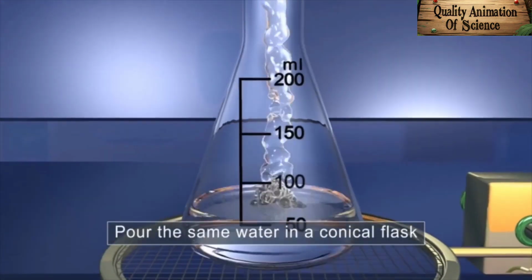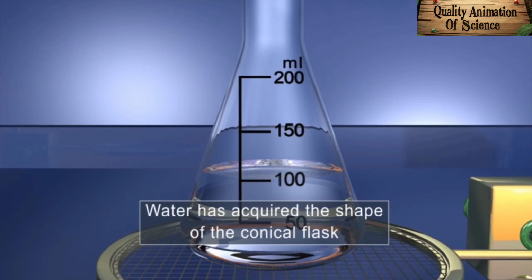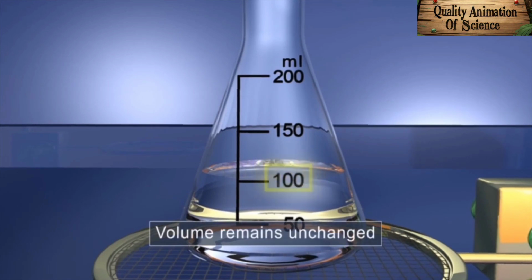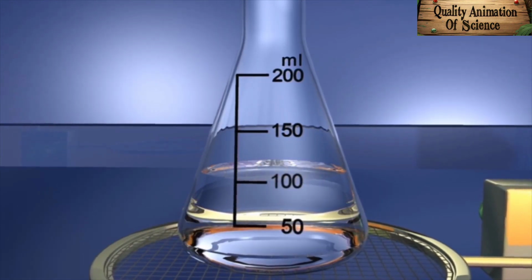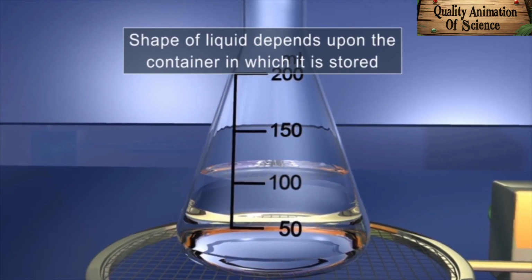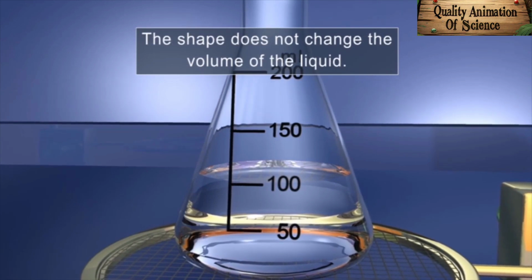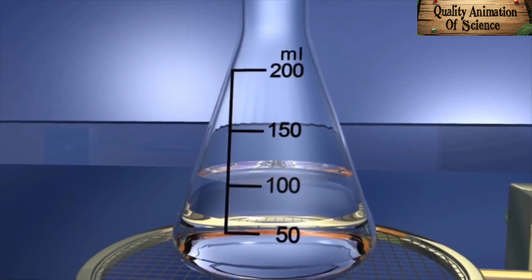Now pour this water in a conical flask. Water takes the shape of the conical flask. However, its volume remains unchanged. Thus, we can say that changing the shape of a container causes a change in the shape of a liquid, but it does not change its volume. Have you ever thought, why is this so?